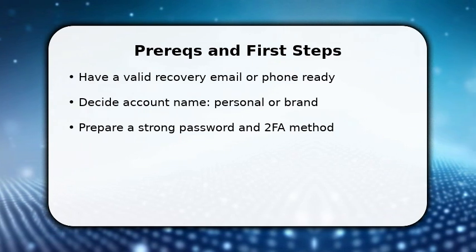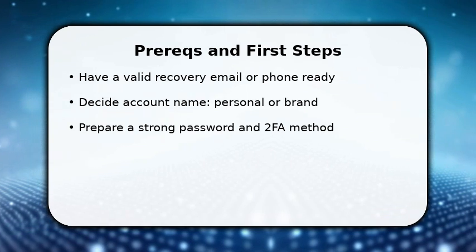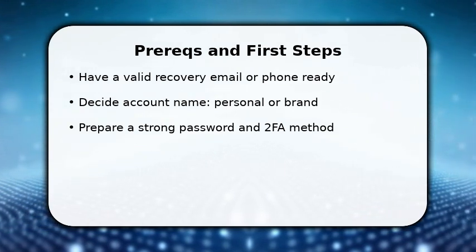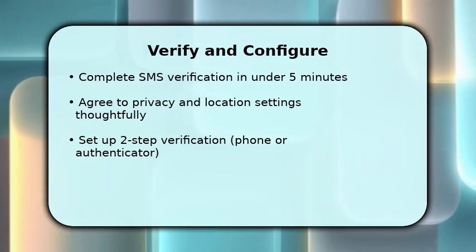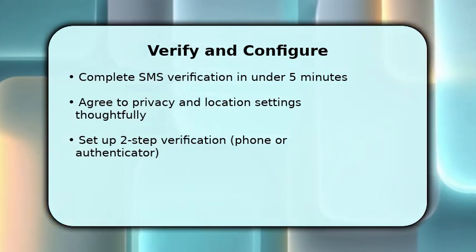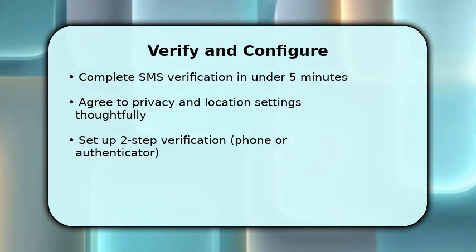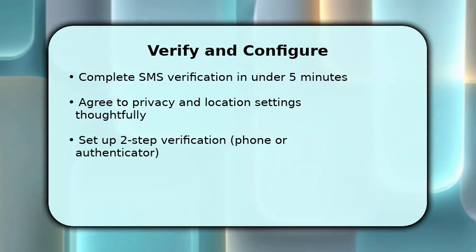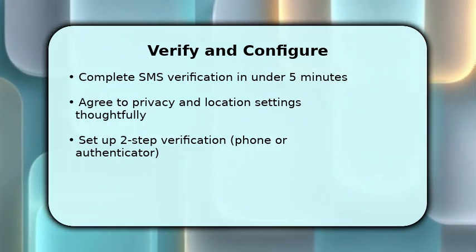Make it unique. Once done, add the recovery phone or email when prompted so you can recover access quickly if needed. Next, verify ownership. Google will send an SMS or call. Enter the code to confirm the number. Then review privacy and personalization options. Toggle ad personalization and location settings according to your comfort because they affect channel data.